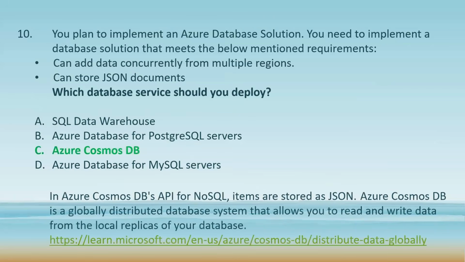So the right answer is option C, Azure Cosmos DB. In Azure Cosmos DB APIs for NoSQL, items are stored as JSON. Azure Cosmos DB is a globally distributed database system that allows you to read and write data from local replicas of your database.